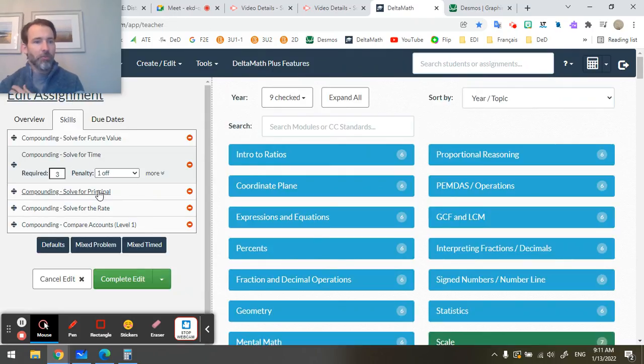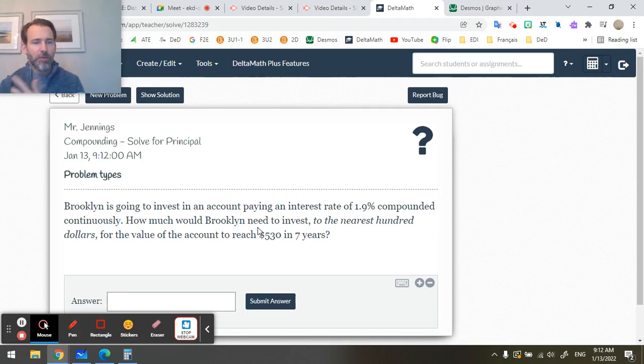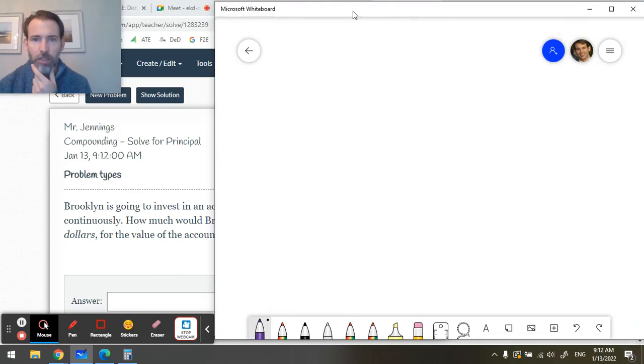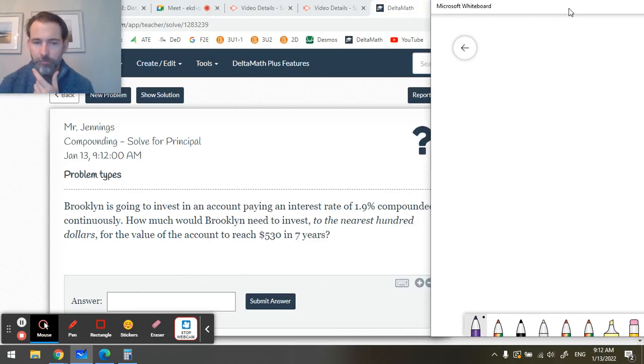Okay, solving for the principal. All right, solving for the principal. We've already looked at examples like this. I'm only going to do one, and we're going to go faster now. Okay, so get our numbers first. 1.9%. The C is continuous. So this is equal to our rate.